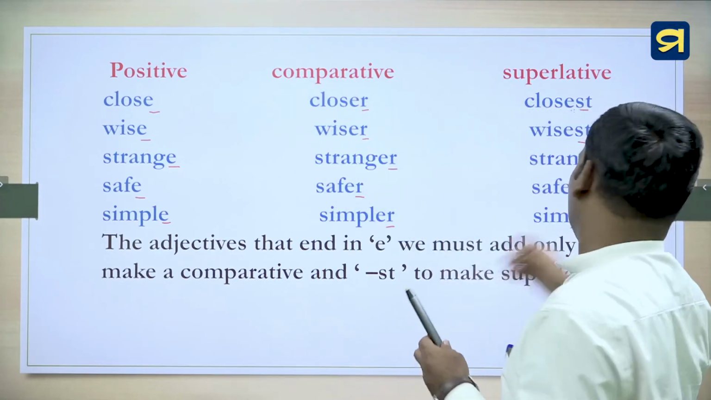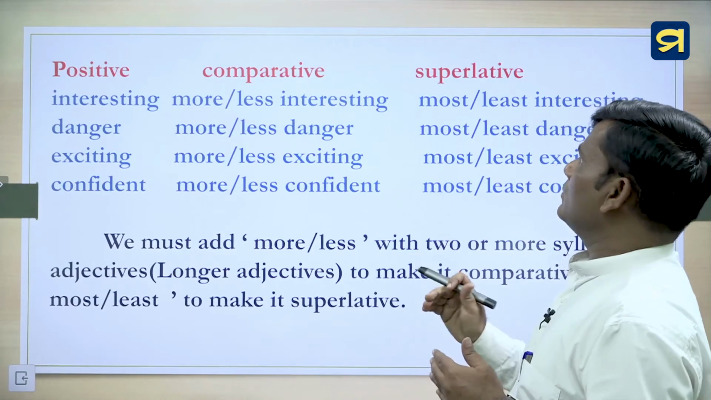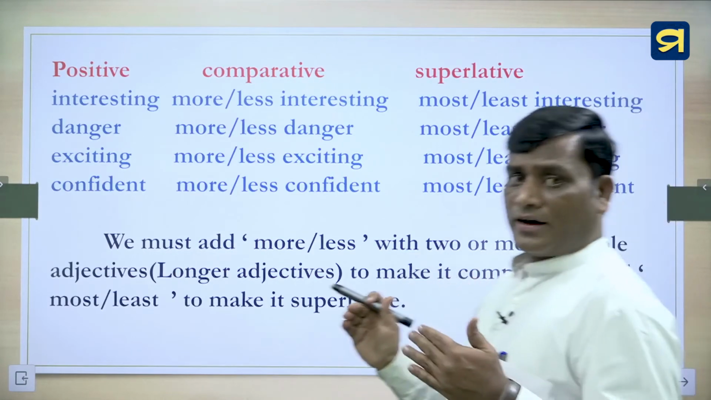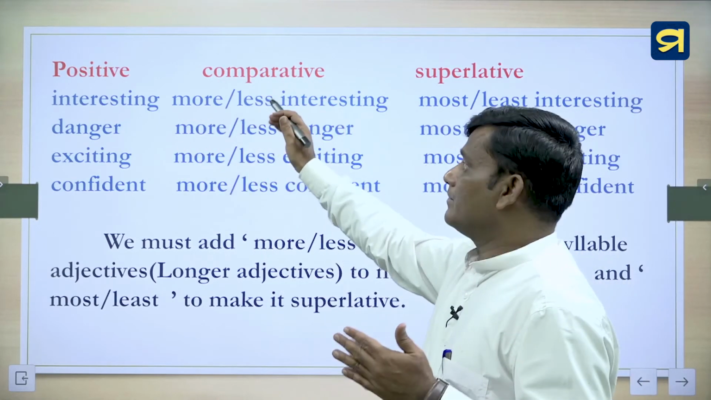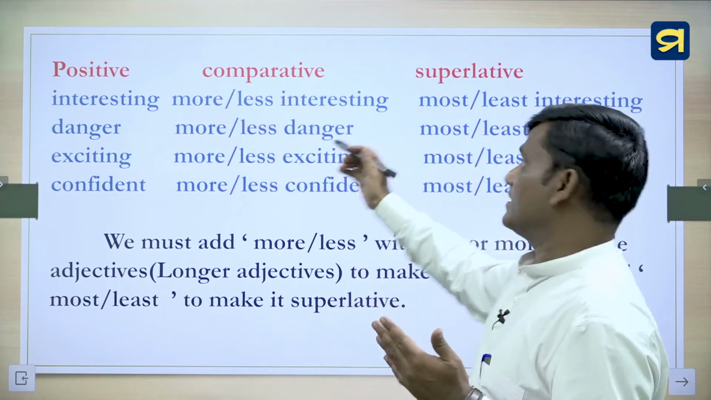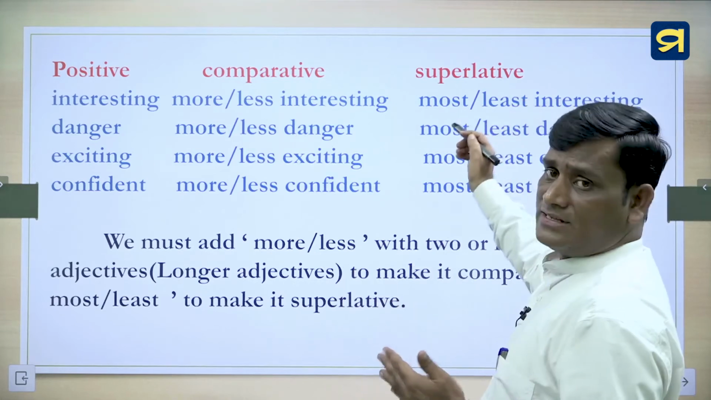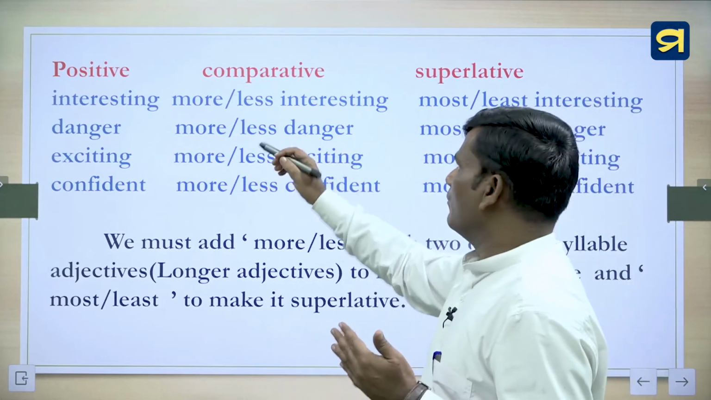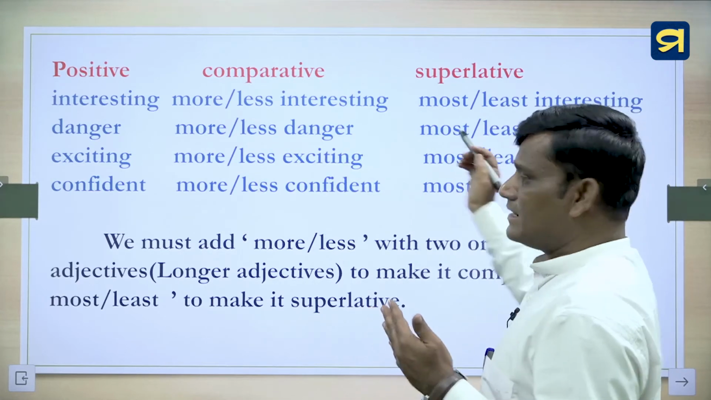Okay, next we will proceed to the next. Positive, comparative and superlative for some longer adjectives. Interesting, more interesting or less interesting. If the quality is more, then more interesting; if the quality is less, then less interesting. Similarly, superlative: most interesting as well as least interesting. Danger: more danger, less danger, or most danger, least danger in the superlative degree.